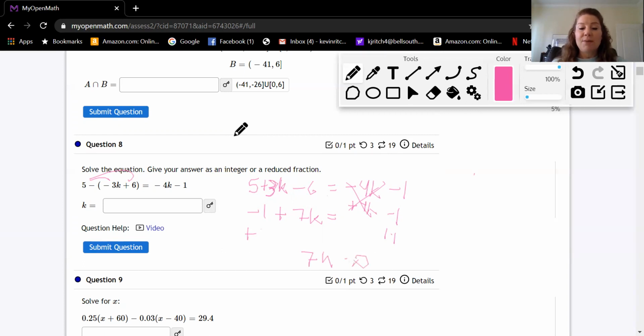And can I divide 0 by a number? Yes, I can. So my final answer is 0. k is equal to 0.